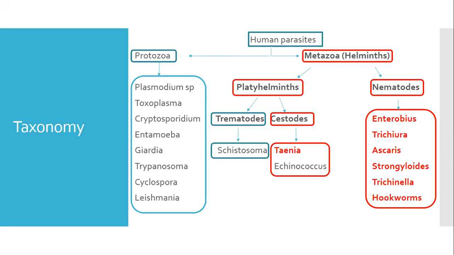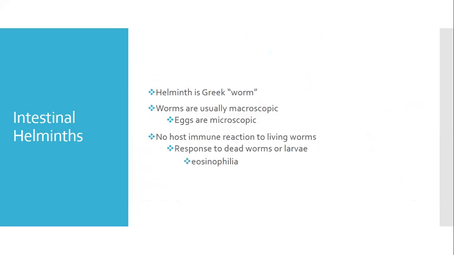We are going to be talking about the cestodes, and in that group, we'll touch on Taenia, which is an intestinal helminth, and then we're going to go through the nematodes that are listed there, which are also intestinal helminths. The word helminth is a Greek word that just means worm. The worms themselves are usually macroscopic. However, the eggs require a microscope to be able to visualize them. Usually there is no host immune response to the living worms themselves. However, the dead worms or the larvae do stimulate an immune response, and in this situation, you've got varying degrees of eosinophilia.